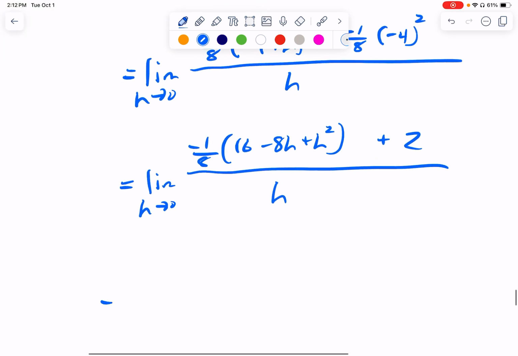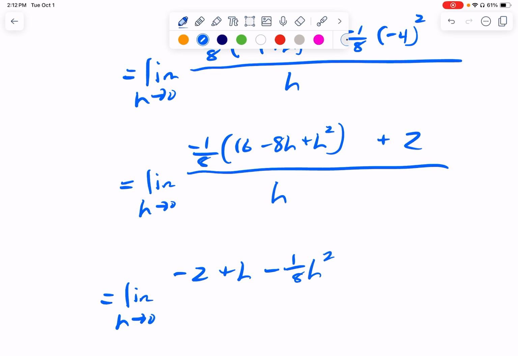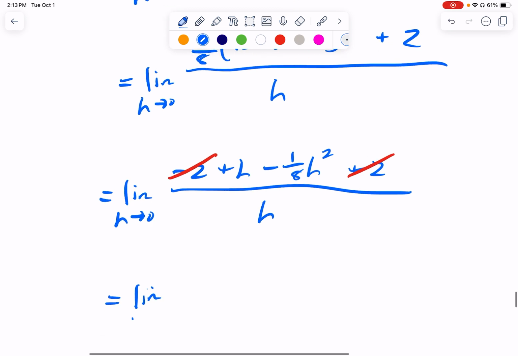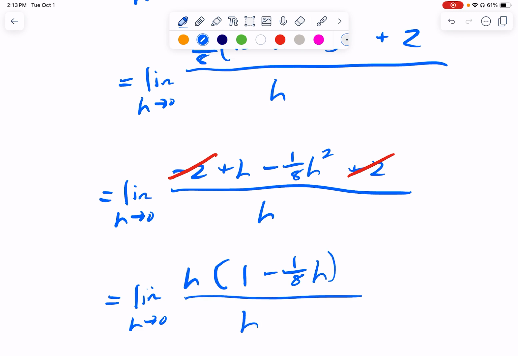I will distribute my -1/8. I will notice that the -2 cancels with the 2, and that everything left in the numerator has an h I can factor out.